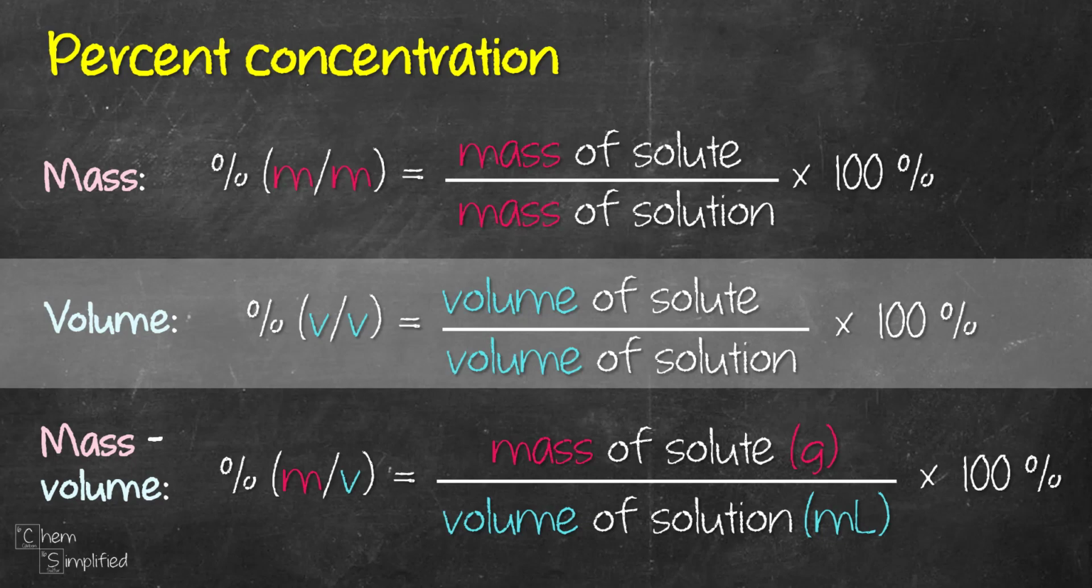So if we are calculating percent mass, it would be mass on top, mass below. If we're calculating percent volume, then it will be volume of solute on top, volume of solution at the bottom. And if you're calculating mass volume, it would be mass of solute in grams and then volume of solution in mL. We can use different units as long as it's in the same factor. So instead of using grams over mL, it could be kilogram over liter. So with all these formulas in place, let's now look at a question that I found on Quora.